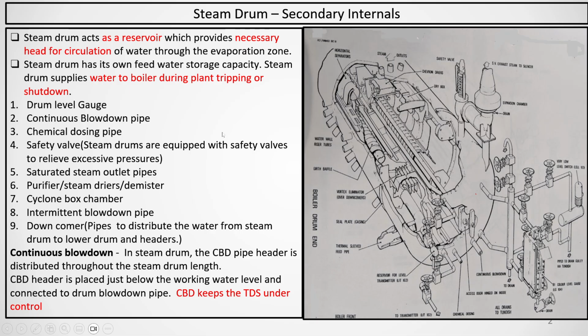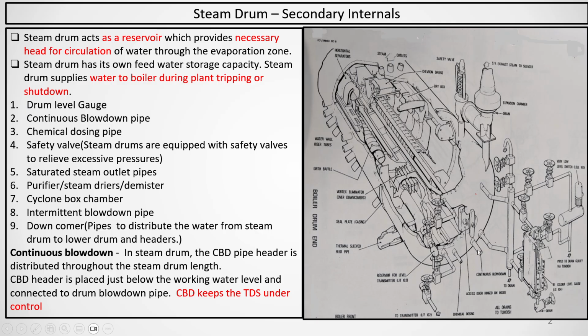The secondary part includes the drum level gauge. It will show the water level. One pipe is connected with the water side and another pipe is connected with the steam side, so it will give you the indication of how much water level is there.